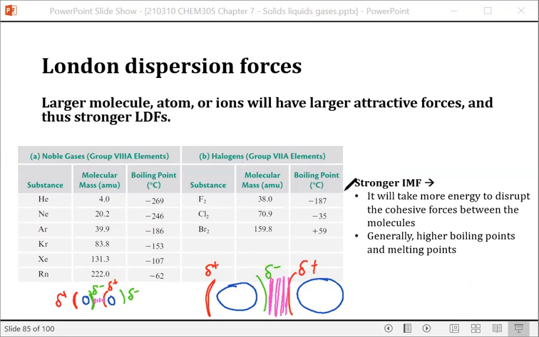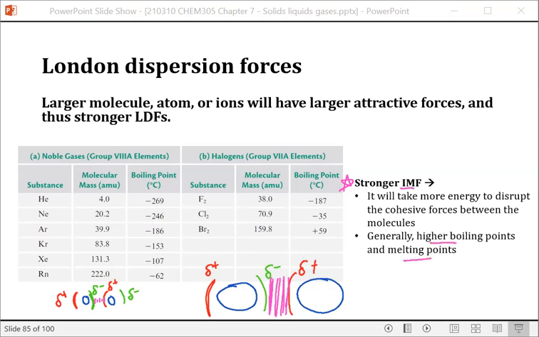And the stronger the intermolecular force, the more energy it's going to take to disrupt the cohesive forces caused by that intermolecular force. And the more energy it takes to disrupt the cohesive forces, the more energy it takes to go from a state that's dominated more by cohesion, like solid to a liquid or a liquid to a gas, to go from one of those physical states that's held together by more cohesive forces. It's going to take more energy to disrupt and break apart those cohesive forces. So substances that have stronger IMFs are going to have higher boiling points and higher melting points.